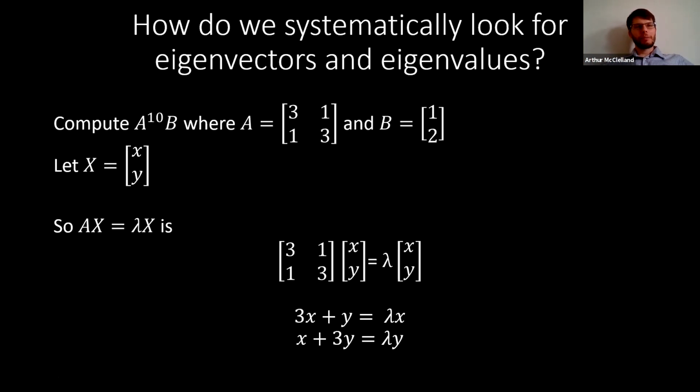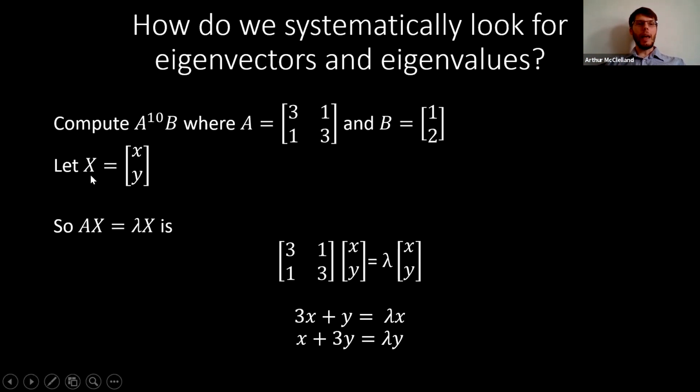That's great, but how do we go about actually looking for eigenvectors and eigenvalues in some sort of systematic way, rather than just getting lucky or poking at numbers randomly for a long time? So we'll look at how to systematically find eigenvectors and eigenvalues. Let's try another slightly silly example math problem. We want to raise the matrix A to the 10th power times vector B, where A is the matrix 3, 1, 1, 3, and B is the vector 1, 2.